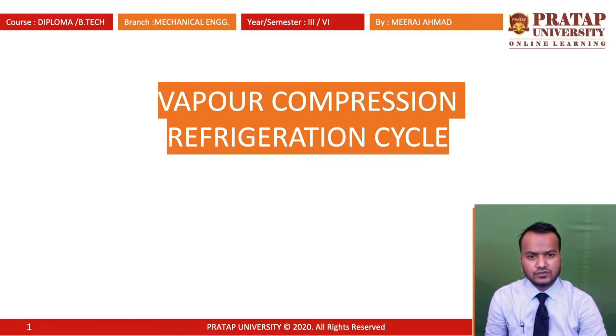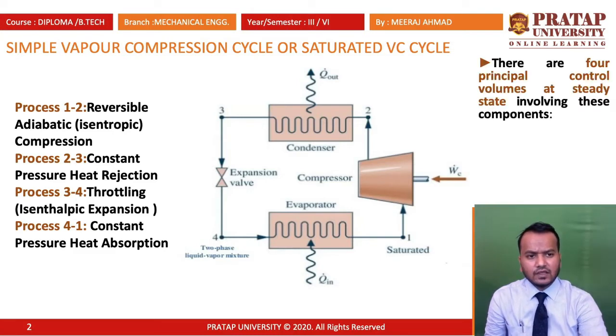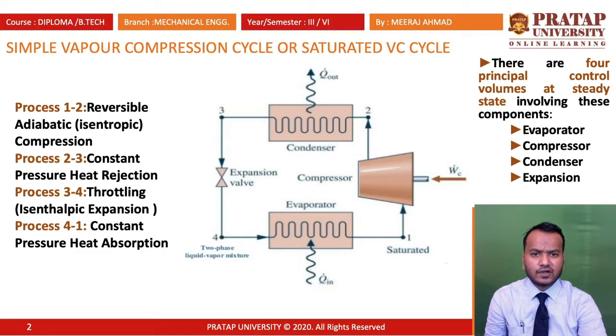So different cycles are used in refrigeration systems. Now we are going to discuss the vapor compression cycle, which is the most important cycle in a refrigeration system. This is the simple vapor compression cycle, or the saturated VC cycle. In this VC cycle, there are four components: evaporator, compressor, condenser, and expansion valve. All four are open systems working as a control volume at steady state.